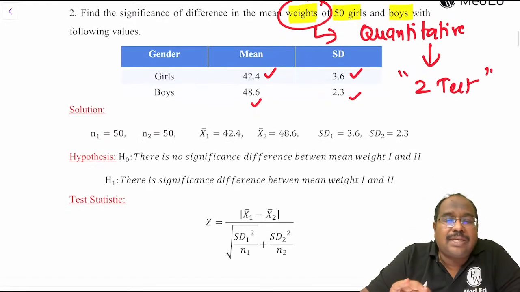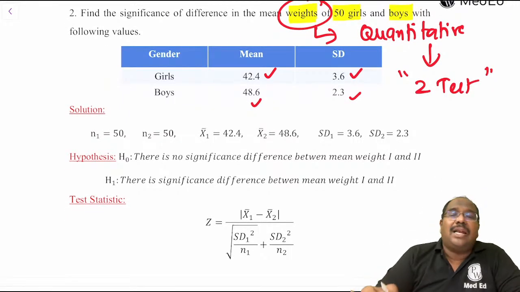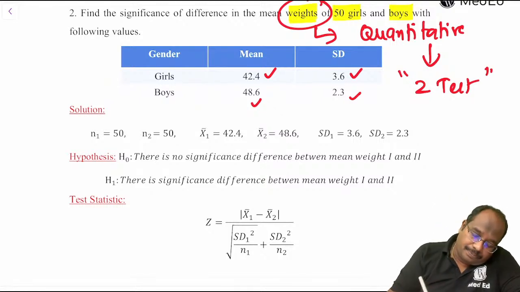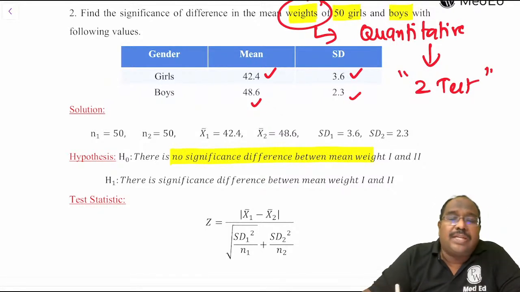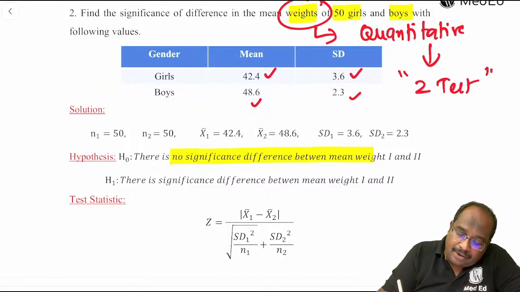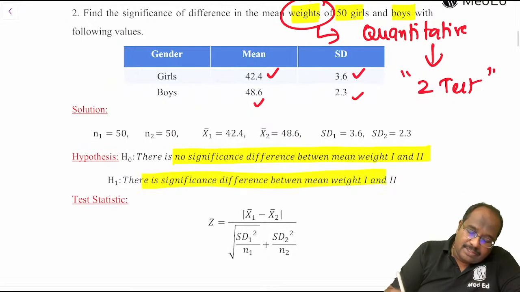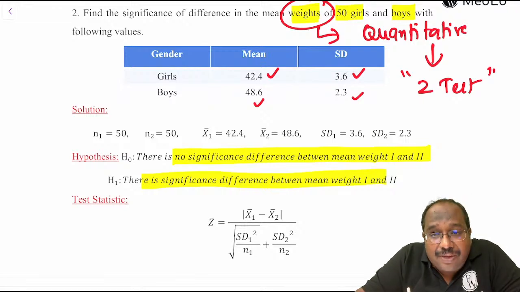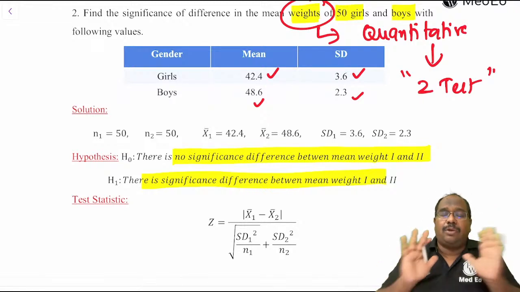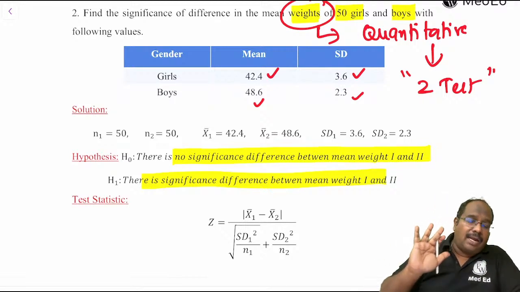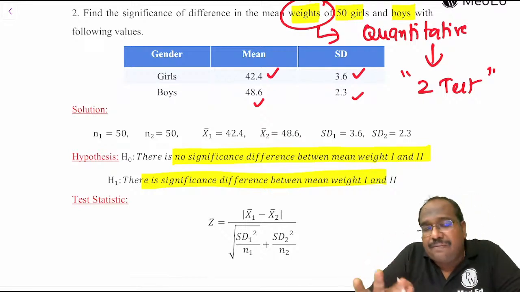Now, what is the formula? How to calculate? What is the null hypothesis? Always the null hypothesis will be there is no significant difference between mean weight of boys and girls. And the alternate hypothesis is always there is a significant difference between boys and girls. This we have fixed.